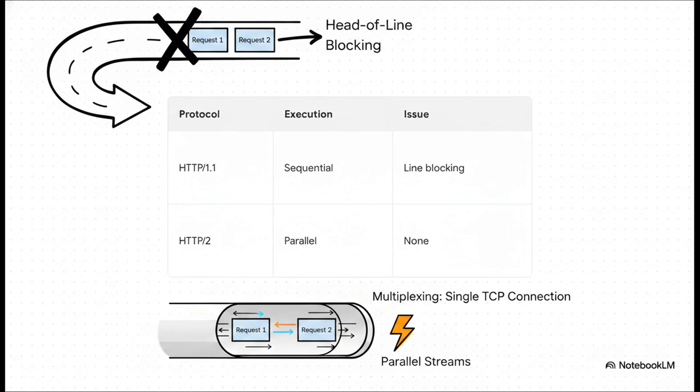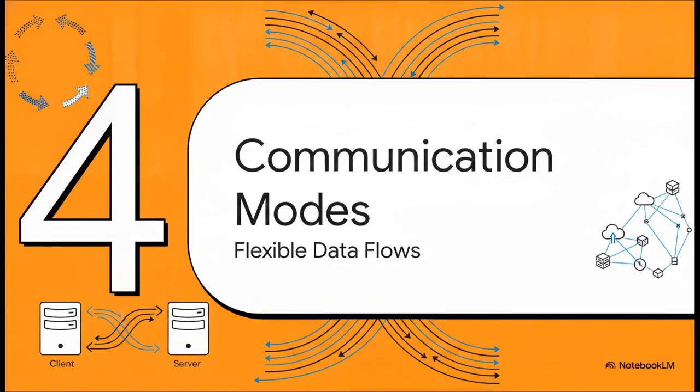HTTP/2 swoops in as a total superpower here. It utilizes a single TCP connection and multiplexes all your requests in parallel. Everything travels simultaneously over the exact same wire, completely eliminating that line blocking delay and just drastically reducing your overall latency.